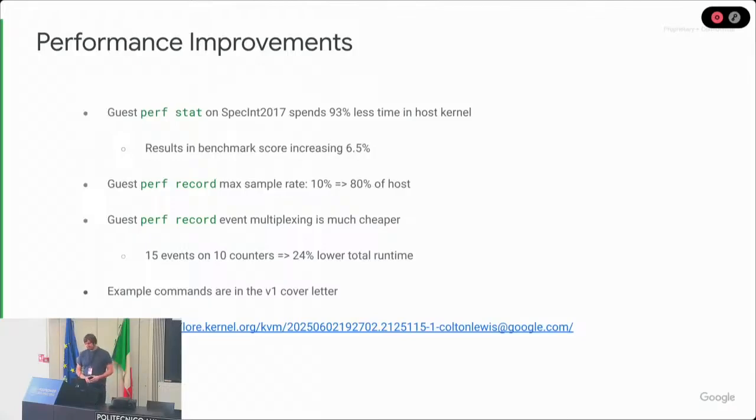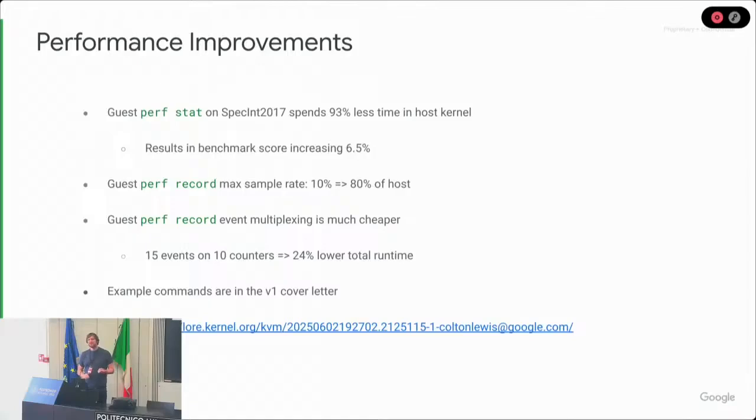Some other examples of performance improvements. So perf record inside of a VM can now handle much higher sample rates. Before, the internal governor would kick in at about 10% of the maximum host sample rate. Now we can get up to about 80%. So that's a big improvement.